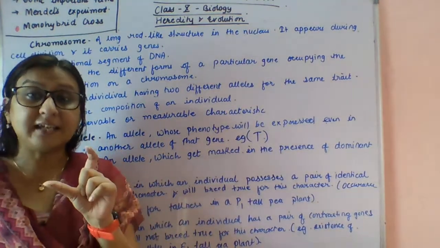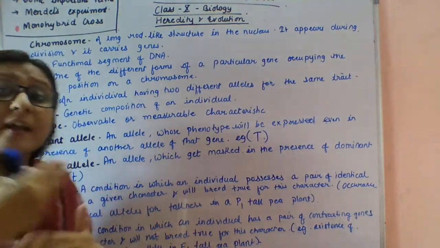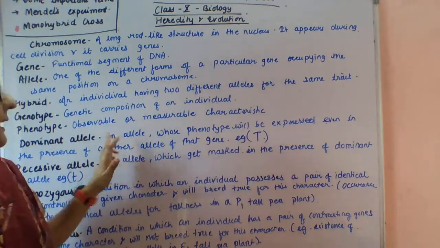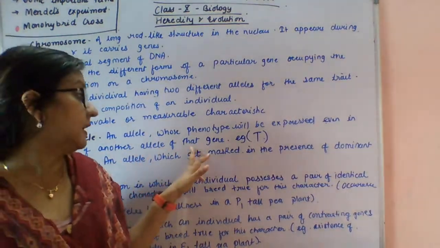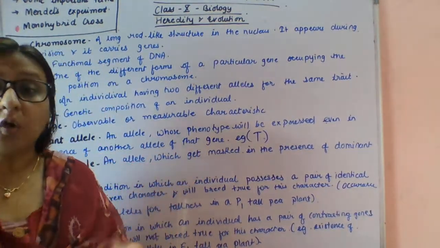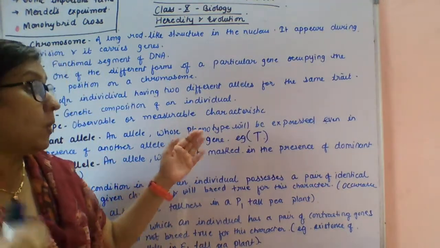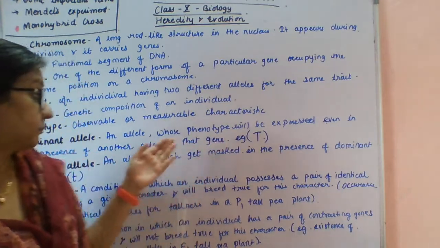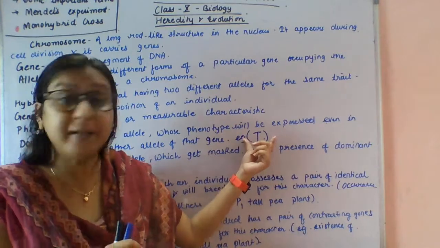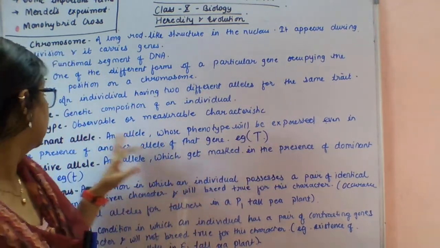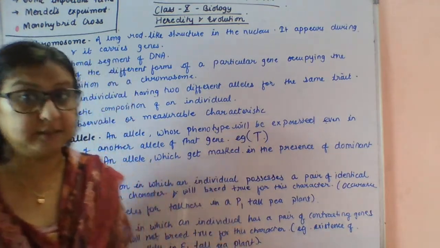So, dominant allele. The name itself says dominant, which is more dominant over the recessive, which is more expressive. So dominant allele is an allele whose phenotype will be expressed even in the presence of another allele of that gene. Okay, so dominant means more expressible. It is written by capital T. So the dominant gene, or you can say the dominant allele, is represented by capital T.